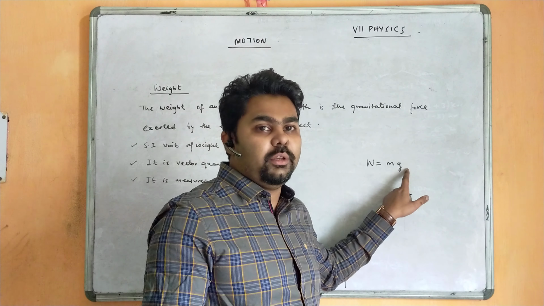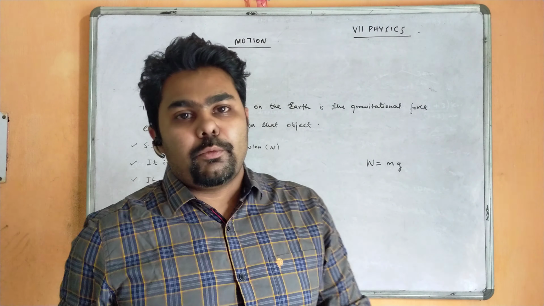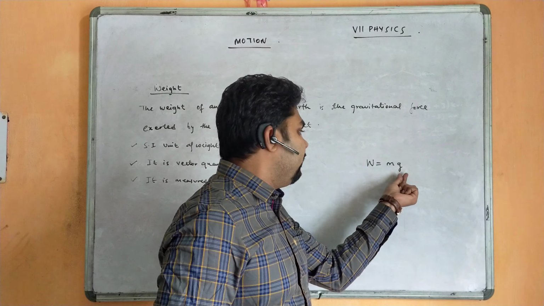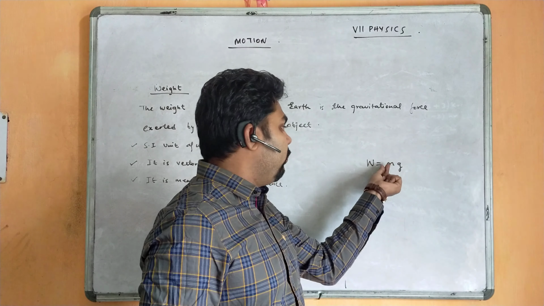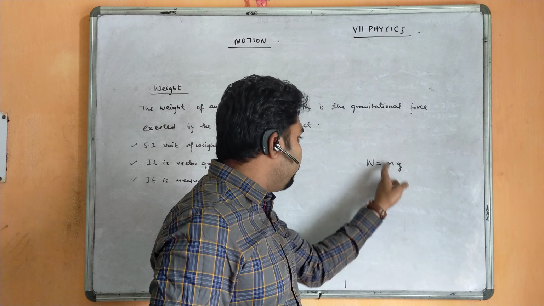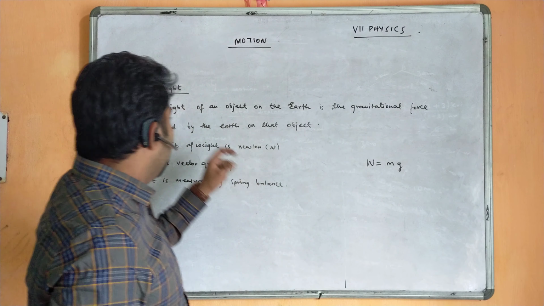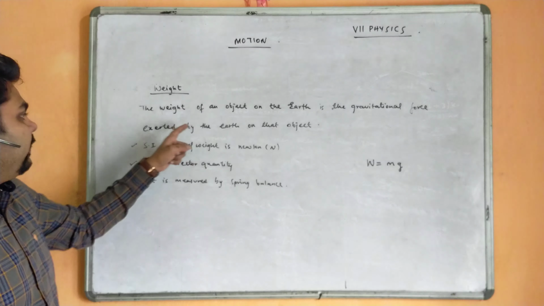Just now we have seen whenever any object falls from a certain height, it falls with some acceleration. That acceleration is said to be g, that is acceleration due to gravity. When you multiply it with mass, it becomes weight, and the SI unit of weight is Newton. The weight of an object on the earth is the gravitational force exerted by the earth on that object.